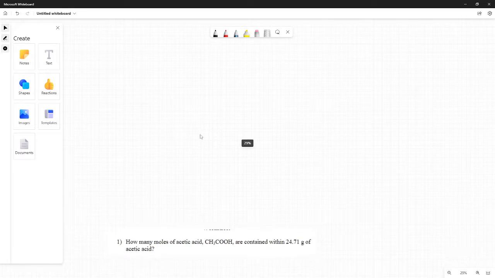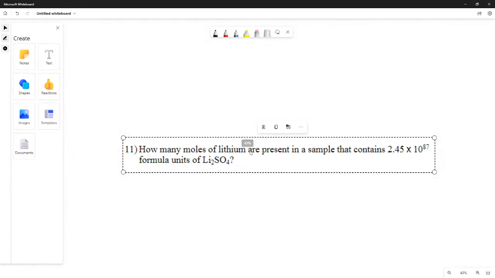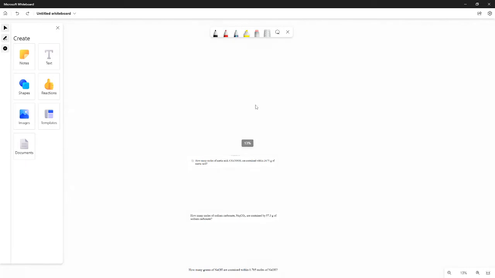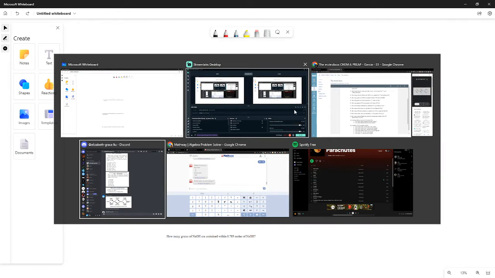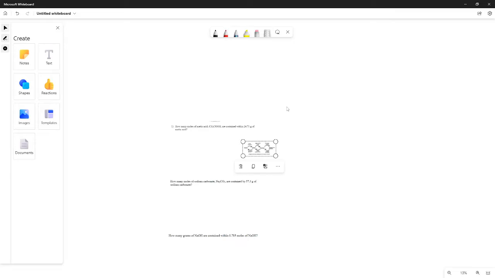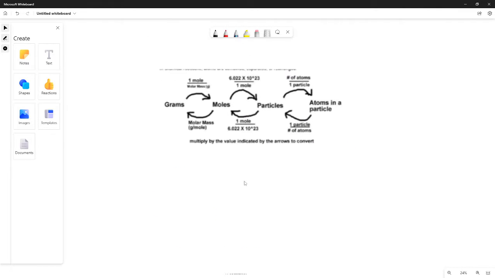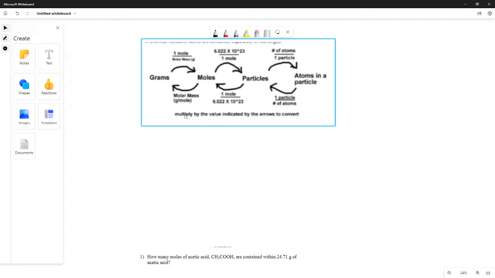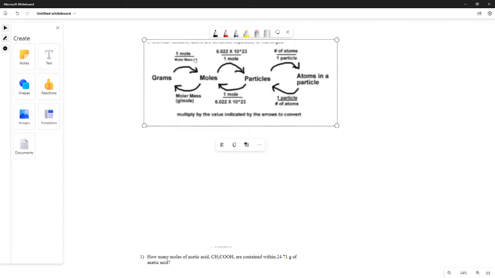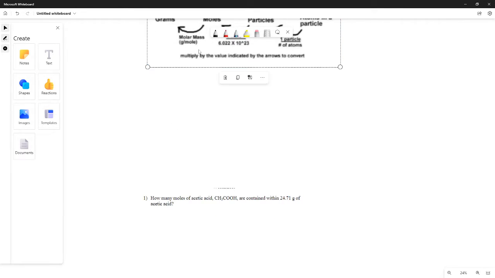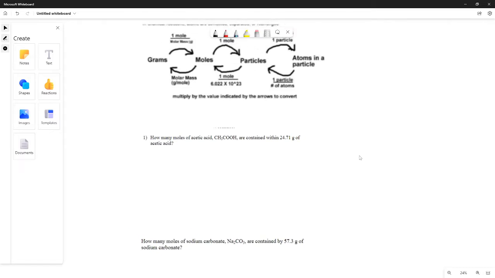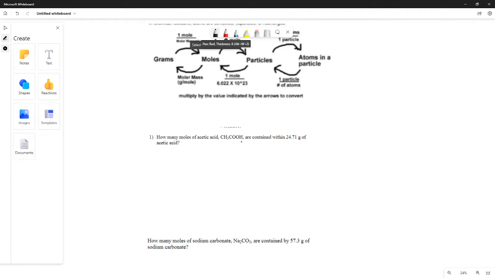So let's move into conversion. I really want to bring out this conversion chart that I found extremely useful to work with. This conversion chart is extremely handy when you're doing mass and mole conversions. As you can see, you multiply by the value indicated. So if you're given grams and you want to get to moles, you have to multiply your grams by 1 mole over the molar mass in grams. So I can give some practice problems and you can try and play around with it.